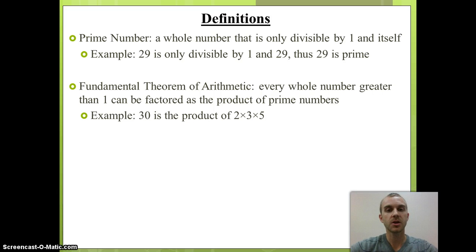The fundamental theorem of arithmetic states that every whole number greater than 1 can be factored as a product of prime numbers. For example, 30 is the product of 2 times 3 times 5.